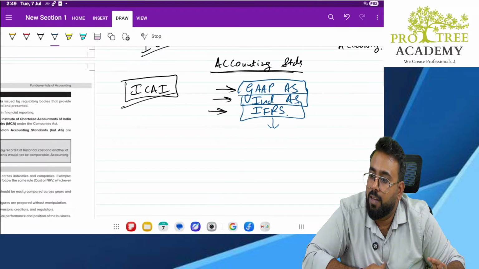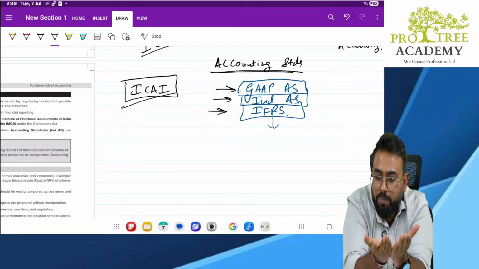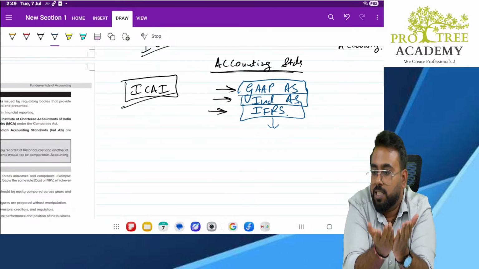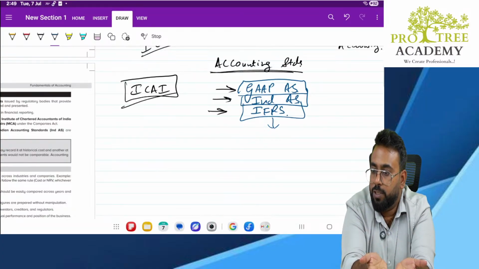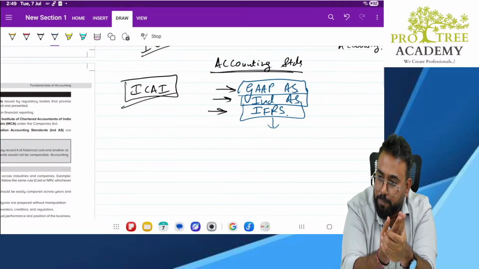How can I compare it? Only when I bring the two financial statements together and see, then only can I say which company is better to invest in. If there is no uniformity in the preparation of financial statements, how can I compare them? I cannot compare. Correct or no? So that is why IFRS was prescribed.